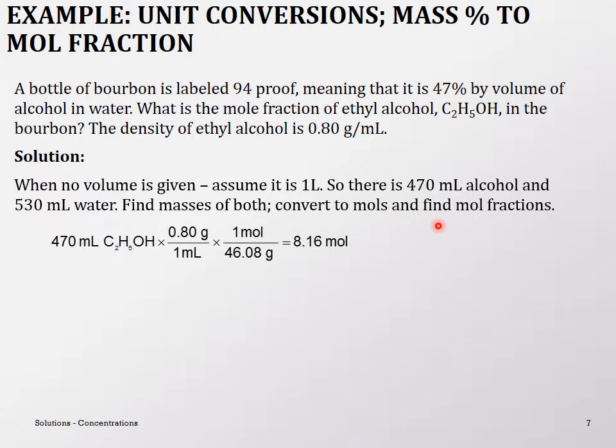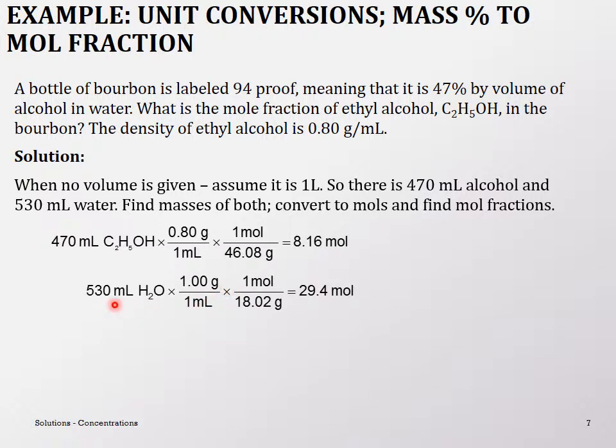So let's get started. First one, 470 milliliters of ethanol, and then there's the mass conversion right here. So you use the density to find the mass of ethanol. Once you know the mass of ethanol, you convert it to moles by calculating the molar mass of ethanol. C2H5OH, that's the formula. So you calculate the formula mass of that, which is 46.08, and you end up getting 8.16 moles of ethanol. You would do the same thing for water.